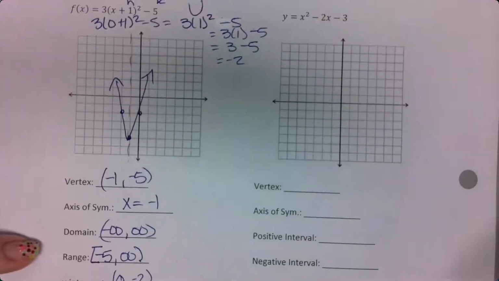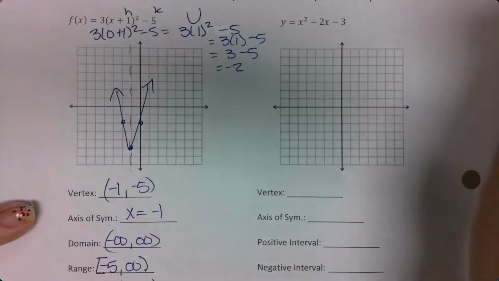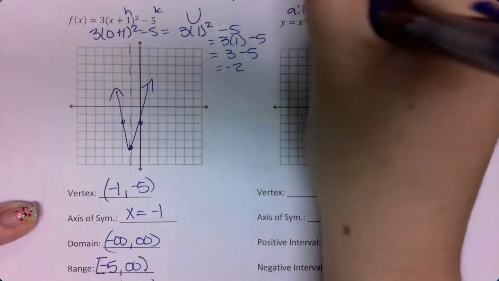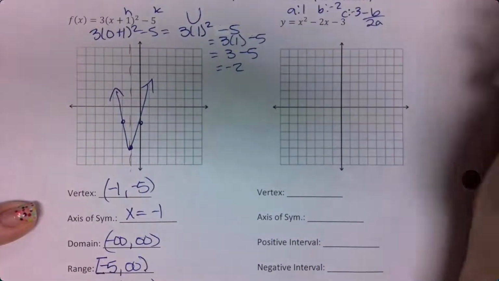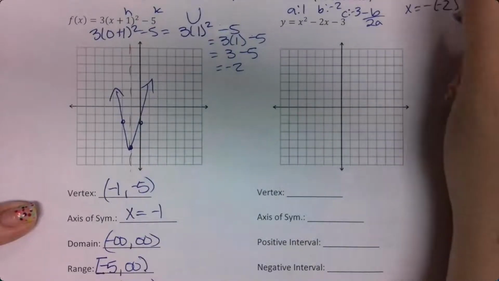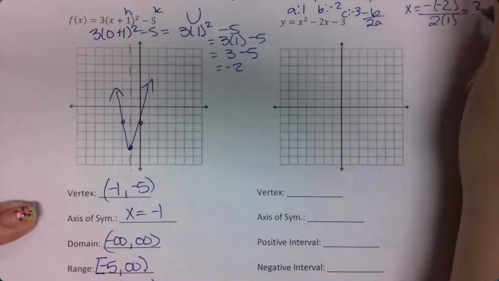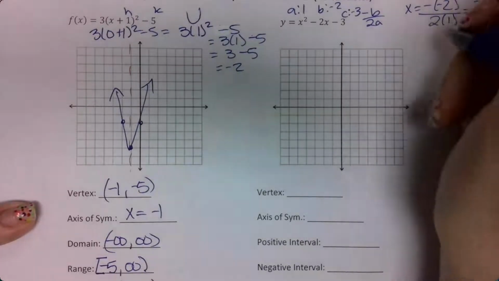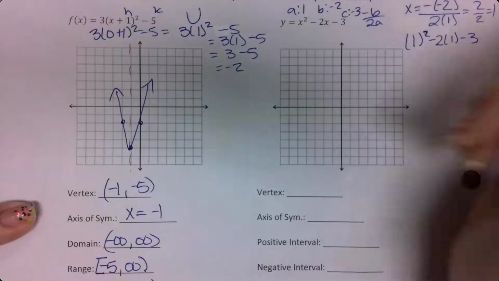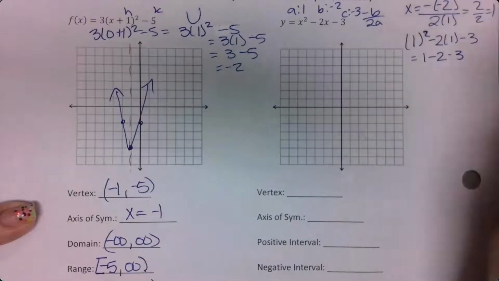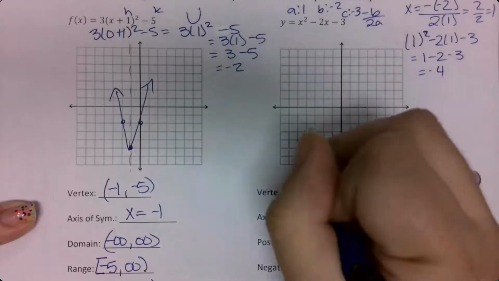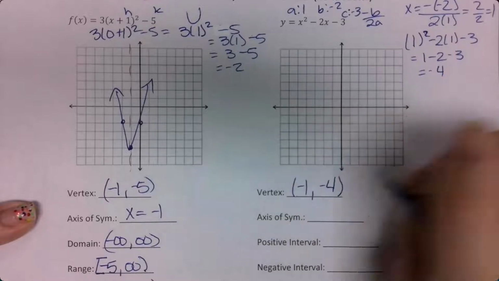Okay. My next one is given to me in this form, which is standard form. To find my vertex, I'm going to do negative b over 2a. So my a is 1, my b is negative 2, and my c is negative 3. Plugging in, I get negative 2 over 2 times 1. So that's positive 2 over 2, which is 1. Then I want to plug in 1. So I have 1 squared minus 2 times 1 minus 3, which is 1 minus 2 minus 3. 1 minus 2 is negative 1, minus 3 is negative 4. So my vertex is negative 1, negative 4.